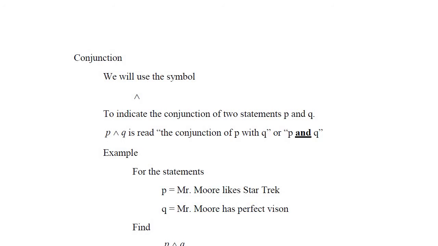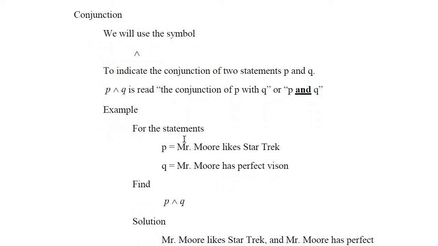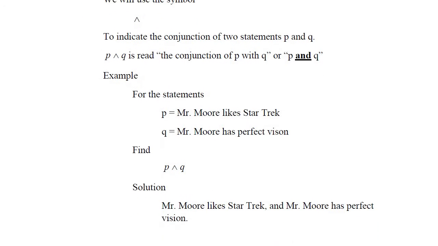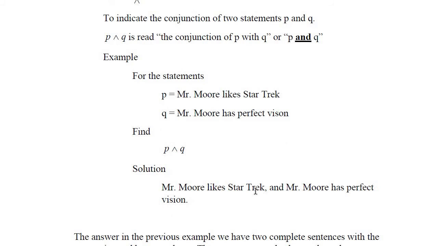So if I have the two statements, P, Mr. Moore likes Star Trek, and Q, Mr. Moore has perfect vision, and I wanted to find the conjunction of P and Q, then that's going to be the following. Mr. Moore likes Star Trek, and Mr. Moore has perfect vision.